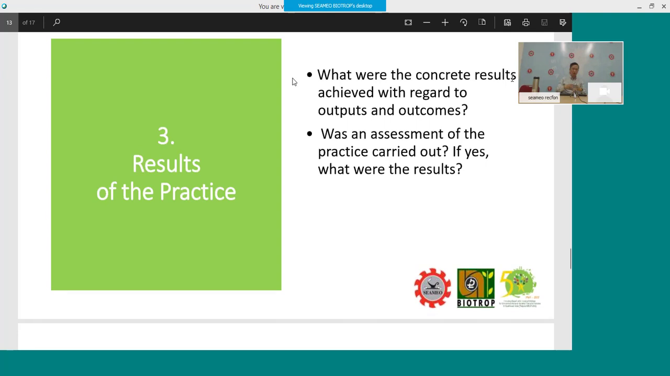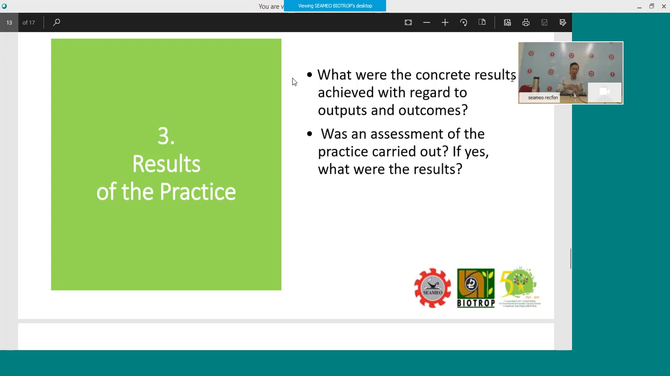So now you have identified the problem, and now you have identified activities to solve the problem, like the composting. What are the results? So you ask yourself, what were the concrete results achieved with regards to the outputs and outcomes? So you go back to your objective. What is your objective? What kind of outputs do you expect to produce? What kind of outcomes would you like to generate?